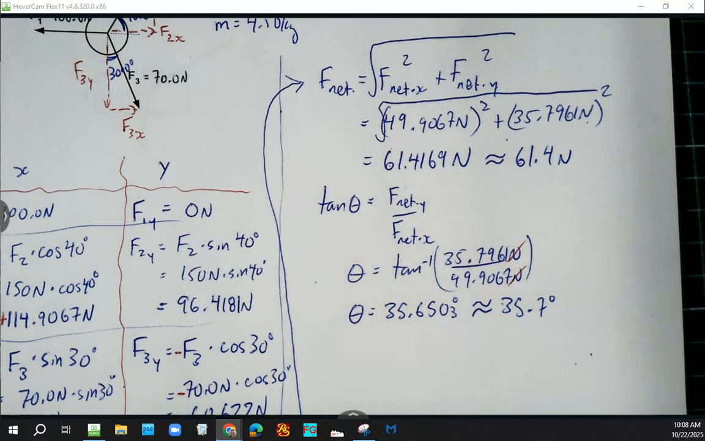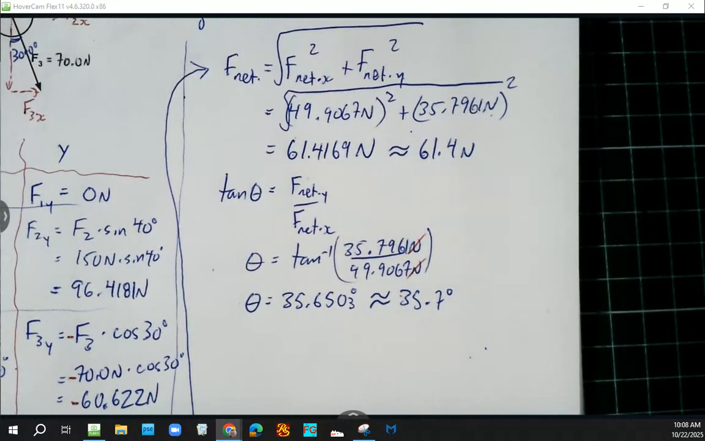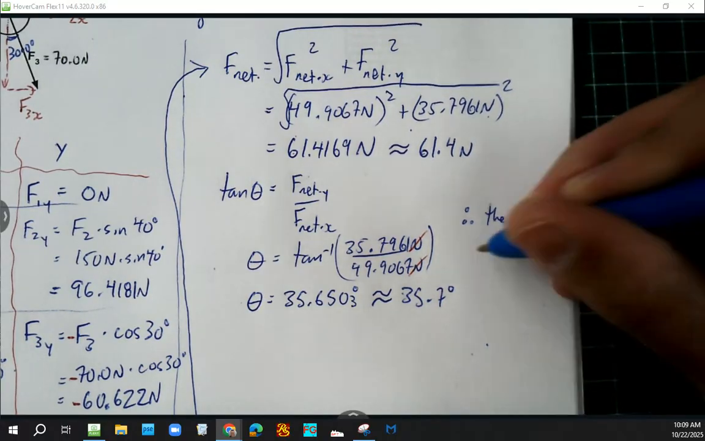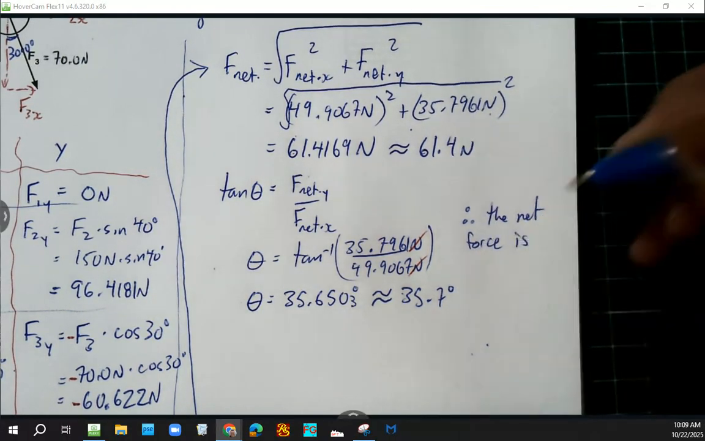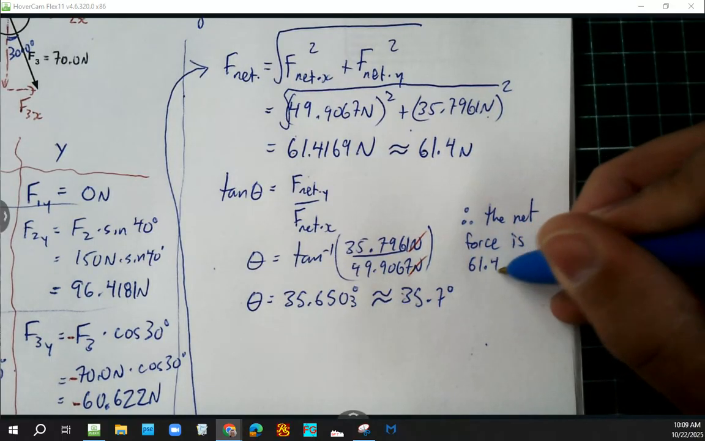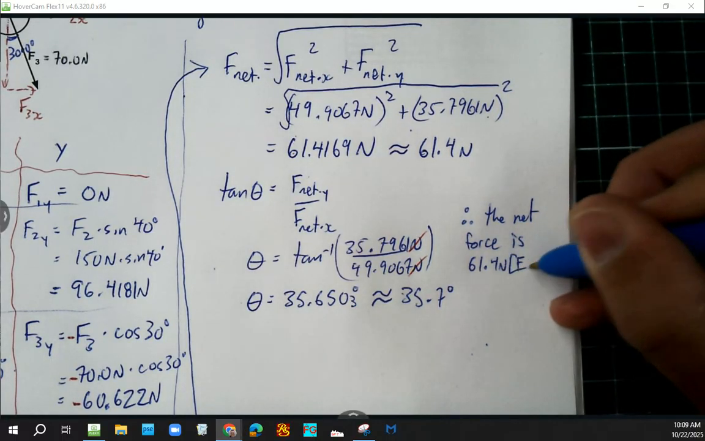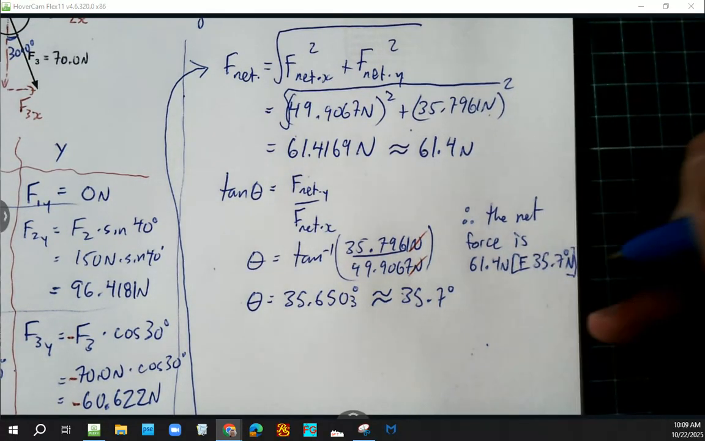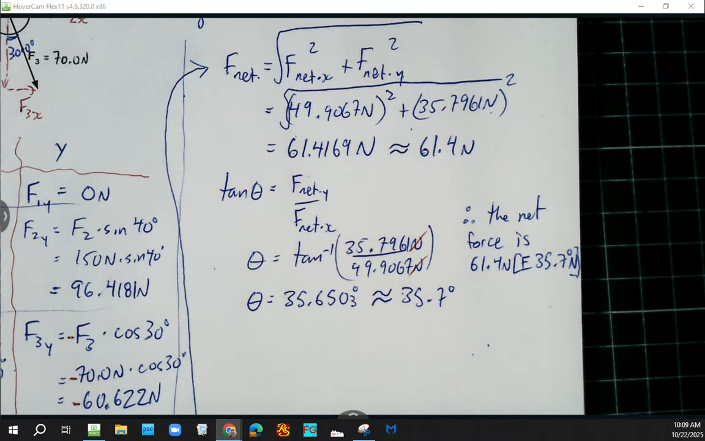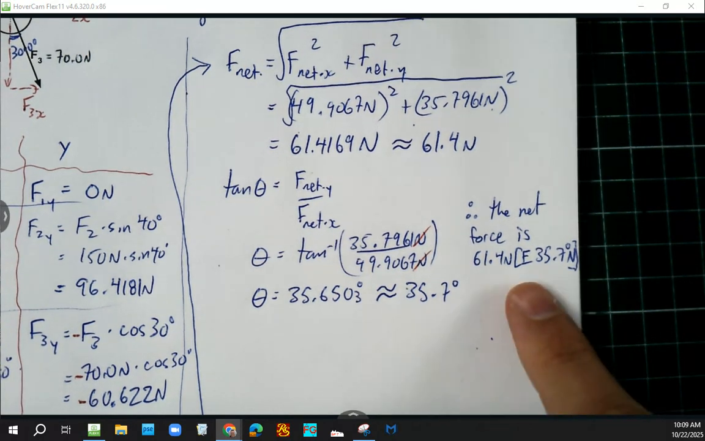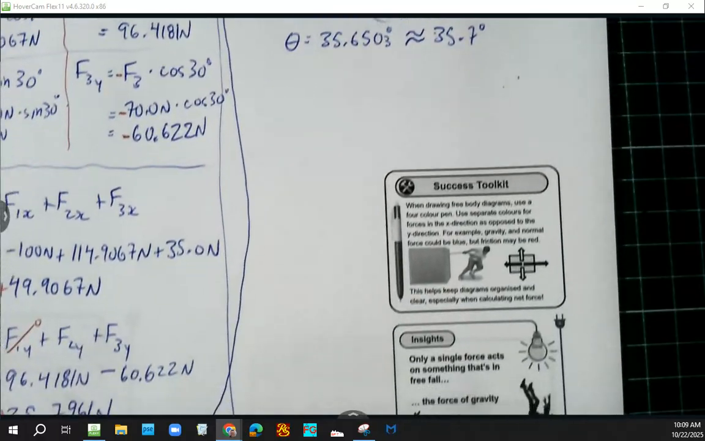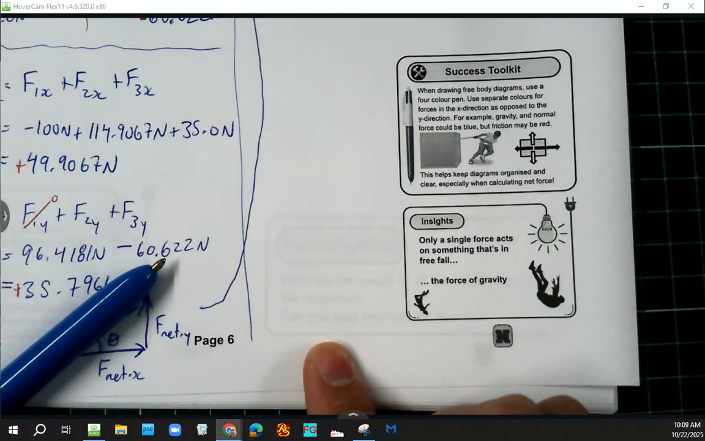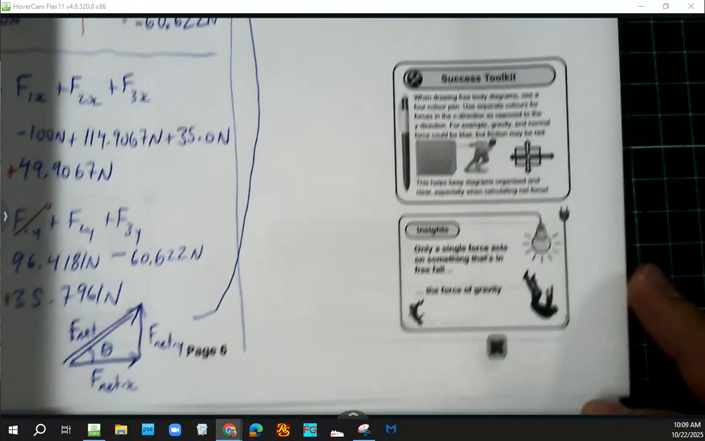Okay? And so we can have a little therefore statement for ourselves. I'm going to just do it off to the side. We can say, therefore, the net force is 61.4 newtons, and then we could say east 35.7 degrees north. And as I look at these values, why is it east so many degrees north? Take a look at the vector diagram. It was east 35.7 degrees towards the north. That's how I read that vector diagram, okay?